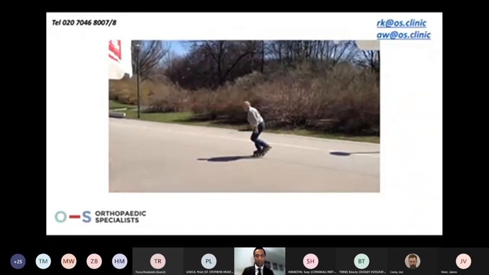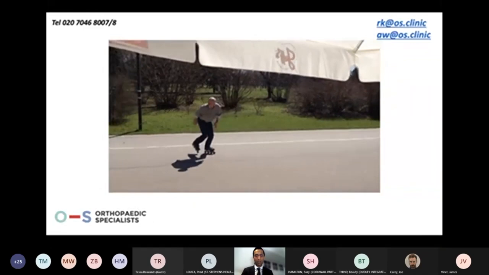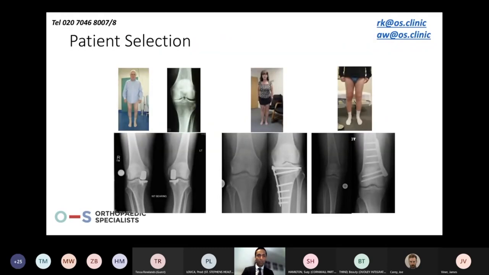This is an example, and obviously we show our best patients, that this is the kind of level of activity one would expect. But it's not for everybody. So you can see this gentleman here on the left-hand side, slightly older gentleman who's got lower expectations, but still wants good function from his knee joint. He's perfectly suitable for a uni, whereas these two patients on the right here, much higher demand from their knee joint, were suitable for osteotomy surgery.